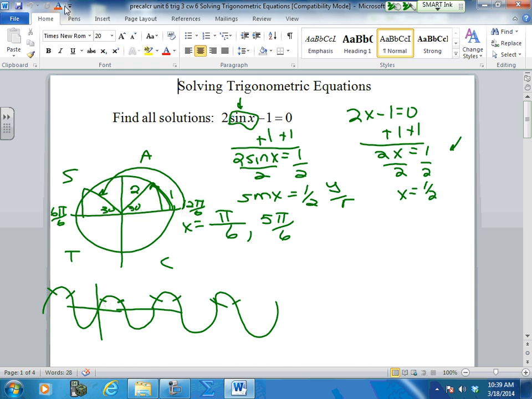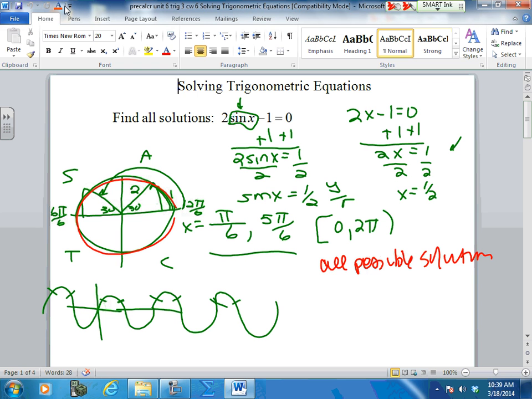So our solution between 0 and 2 pi are these 2. If I want all possible solutions, then I have to keep on going forever and ever. So if this adds up to 2 pi, I'm going to add another 2 pi. Remember doing coterminal angles? And we took this guy and we added 2 pi to get there, didn't we? So we could add 2 pi to get there. We could add 4 pi to get there. We could keep adding to get there. Do you see what I'm saying here?